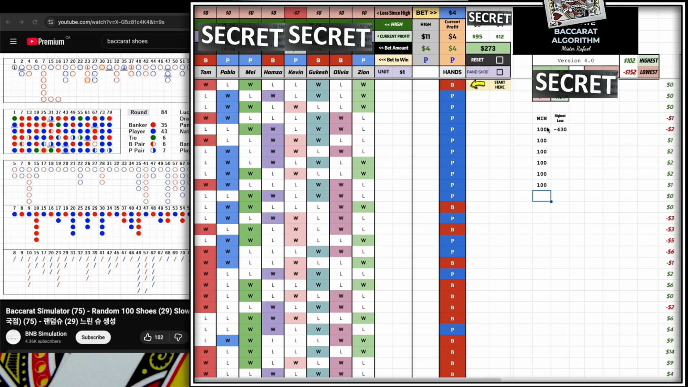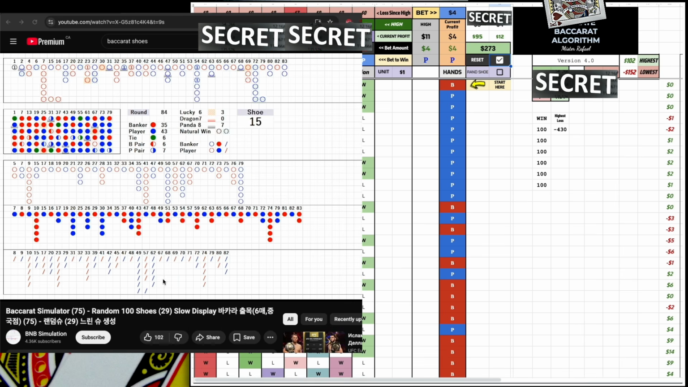So look at that, $600 in profit. You could actually set your stop loss to minus $500, and even if you were to hit that, you'd still be up 100. Oh man, this algorithm, insane. Let's keep going up to 20 shoes, and then I'm going to take a little break and come back, okay? So let's skip ahead.